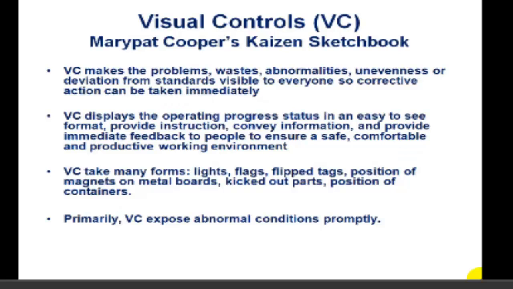Visual controls from Mary Pat Cooper's Kaizen books. You can read this probably as well as I can, but it makes the problems visible so people can take corrective actions to fix them immediately. It displays the operating progress status and provides immediate feedback to people to help ensure a safe, comfortable, and productive work environment. Remember, our whole point in doing Kaizen is to make our job easier, to make it more interesting, make it more safe and comfortable, right? This fits right in with that key here. Visual control takes many forms, as you'll see in this presentation. Lights, flags, flip tags. Primarily, visual control exposes abnormal conditions promptly.